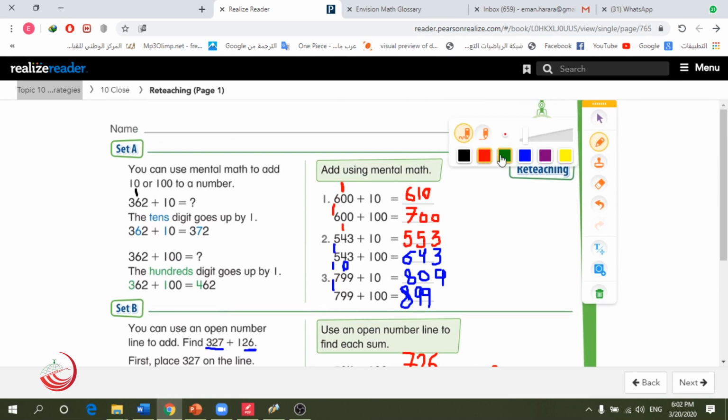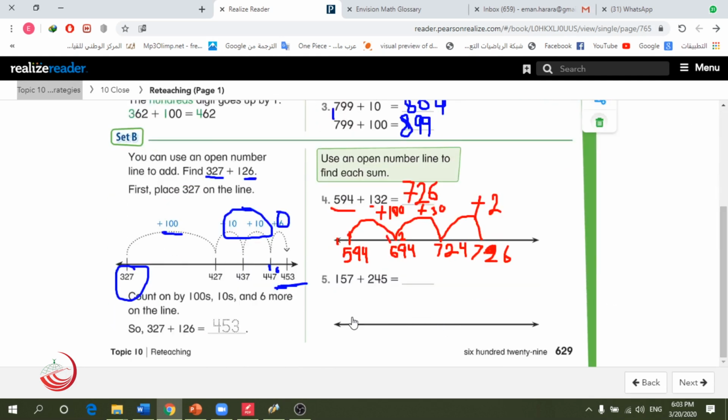Let's change the color of the pen here. Let's write now. The first thing that we will do is write this number here on the number line. We will write 157 on the number line. And how much should we add? 200. So we will add here 2.